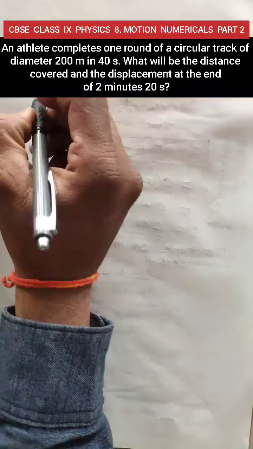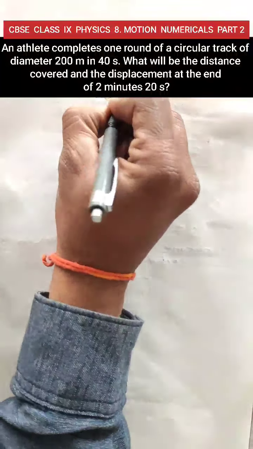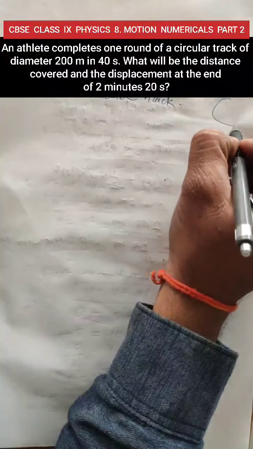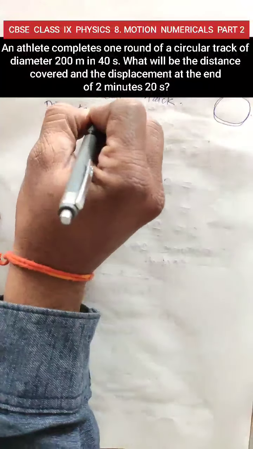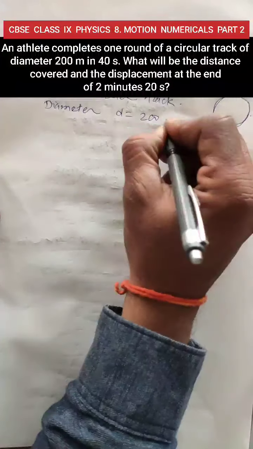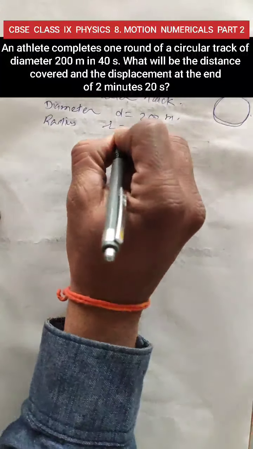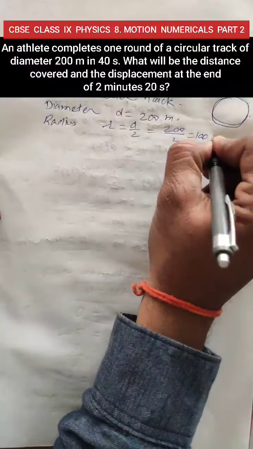So for solving this type of example, we first write down the given values for a circular track. Just write down for a circular track. If you consider this is a circular track, we are given that the diameter, denoted by small d, is equal to 200 meters. Using this diameter, we have to find out the radius. Radius r is equal to d upon 2, that is 200 upon 2, that is 100 meters.